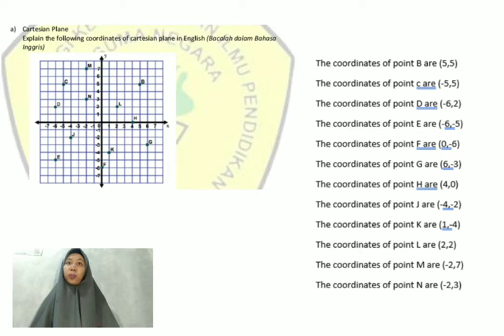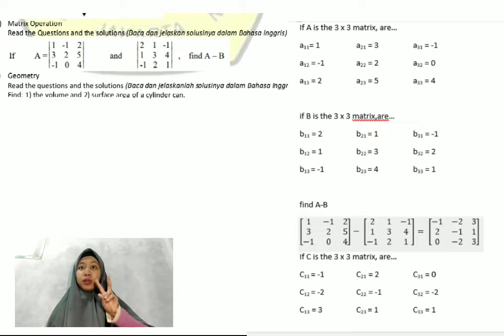The coordinates of point M are minus 2, 7. The coordinates of point N are 2, 3. Question number 2 about matrix operation. Read the question and find the solution.